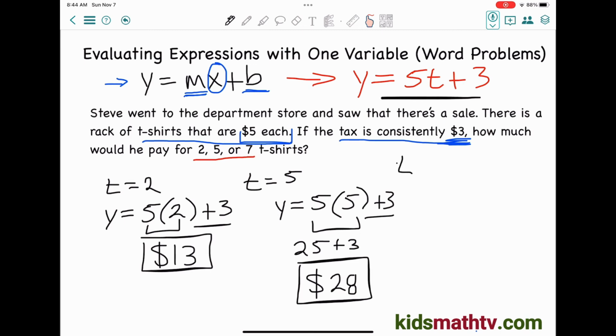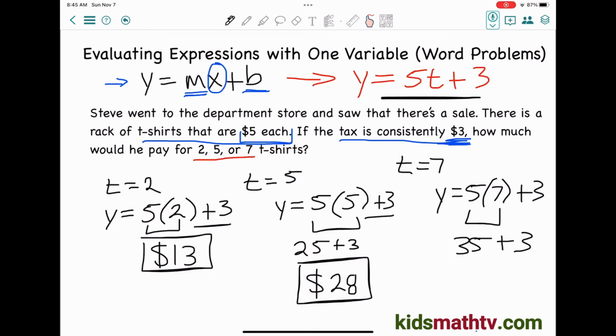Last but not least, we got t equals 7 t-shirts. Let's plug it in. y equals $5, and then 7 t-shirts. Plus 3 for tax. So 5 times 7 is 35. And it's plus 3. If we evaluate it, it's pretty easy. It's $10 more than the last one. It'll be $38.